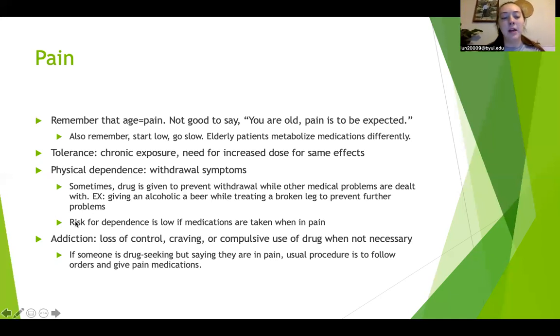Just depends. Risk for dependence is low if medications are taken as prescribed for when you're in pain. So that's good to educate your patients on, unless they have addictive personalities or family members with history of addiction. It's very unlikely that if they take it as prescribed that they will get addicted to pain meds. Addiction is loss of control, craving, or compulsive use of drug when it's not necessary. If someone is a drug seeker and they're in pain, usual procedure is to follow orders and give pain medications. So we're not really opioid gatekeepers as nurses.